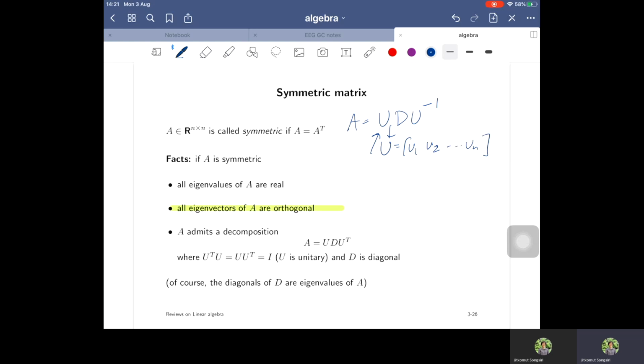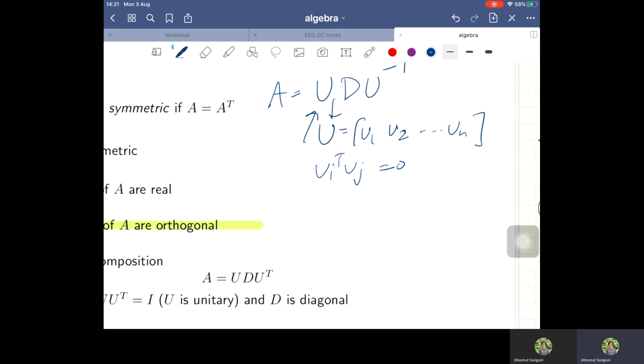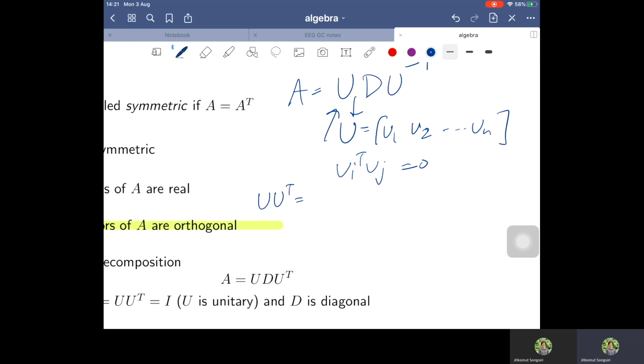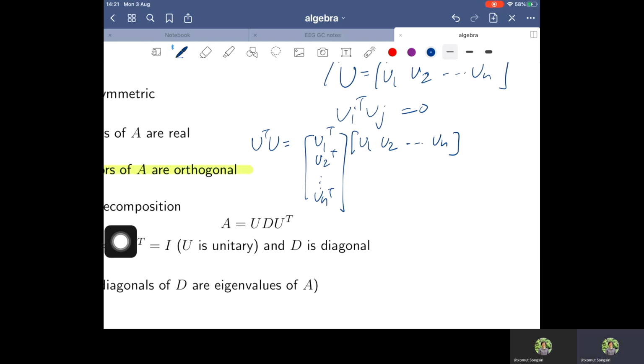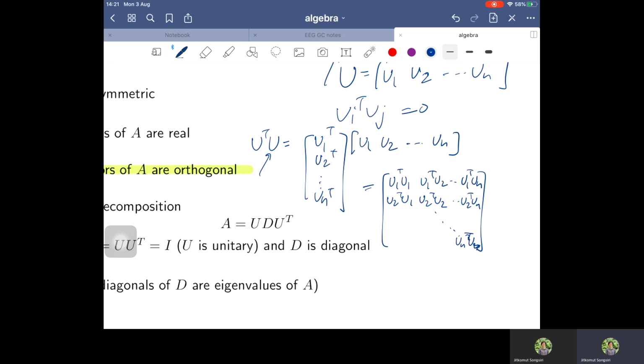When Ui and Uj are orthogonal, let's take a look at U transpose U. U transpose U is going to be U1 transpose, U2 transpose, dot, dot, dot, UN transpose, multiplied by U. This is a multiplication of two matrices. If I multiply, we're going to get U1 transpose U1, U1 transpose U2, dot, dot, dot, U1 transpose UN. All the diagonal terms are actually the inner product of Uj and Uj itself.